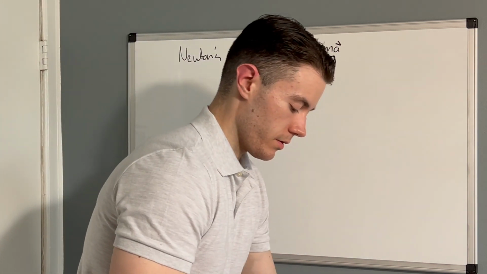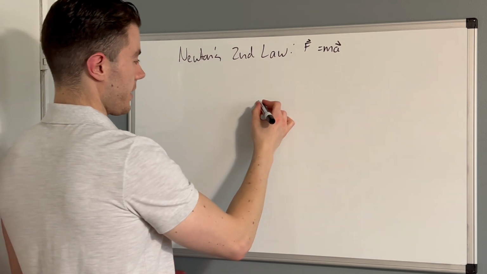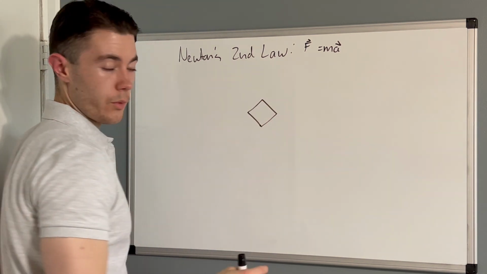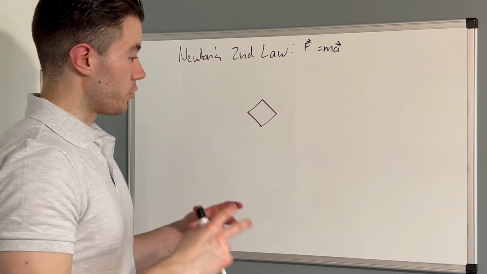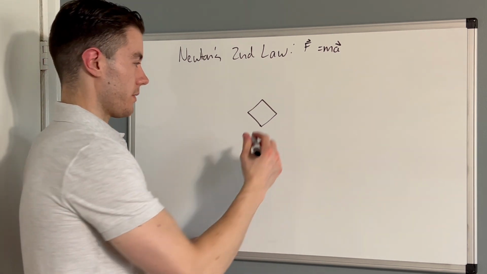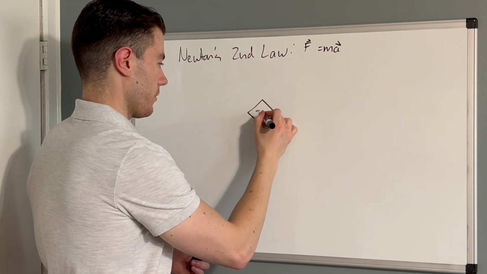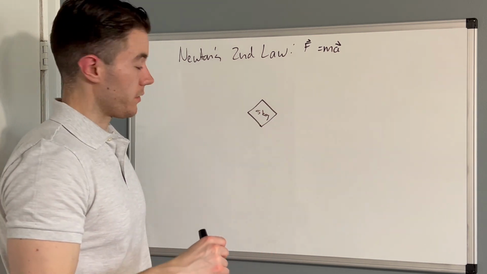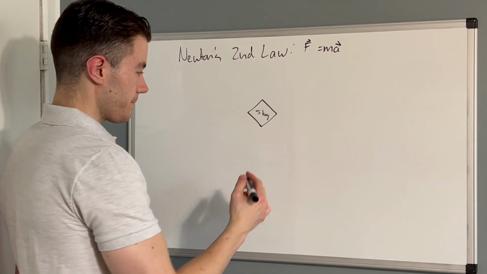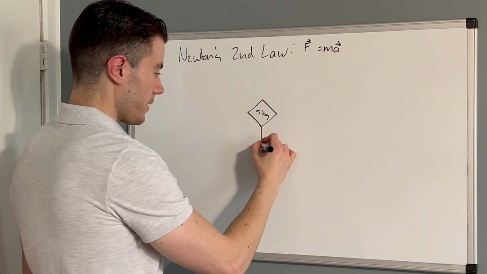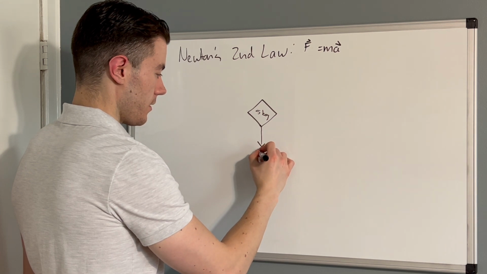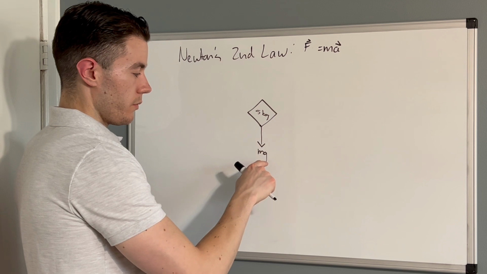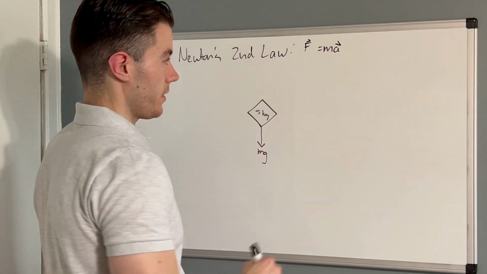Next, I'm going to draw what's called a free body diagram, and that is the object in question with all the forces drawn and labeled on the object. So here's our 5 kilogram box, and now we're going to do some analysis of the forces on the box. Obviously, gravity pulls it straight down, and the force of gravity is equal to mg, where g is the acceleration due to gravity.